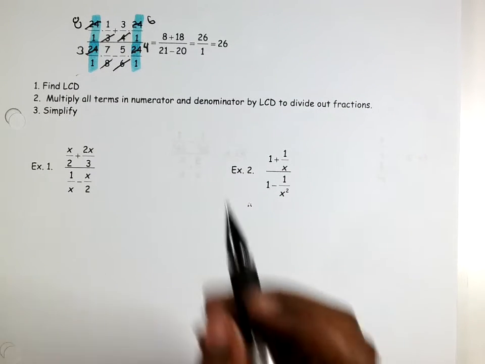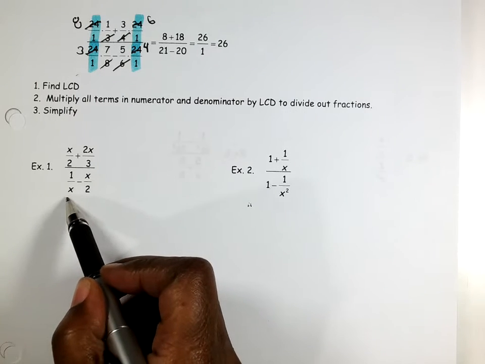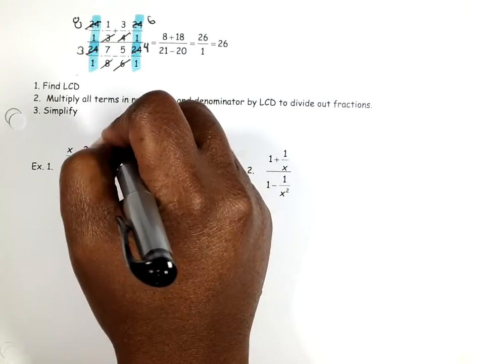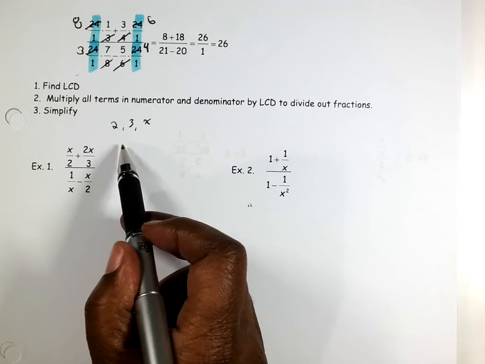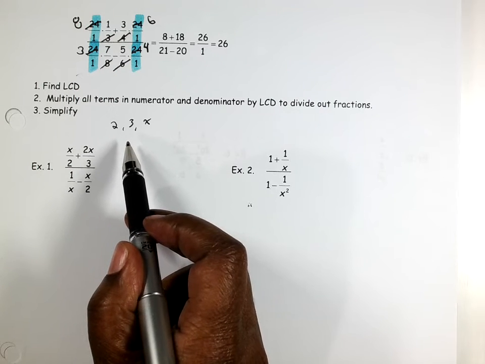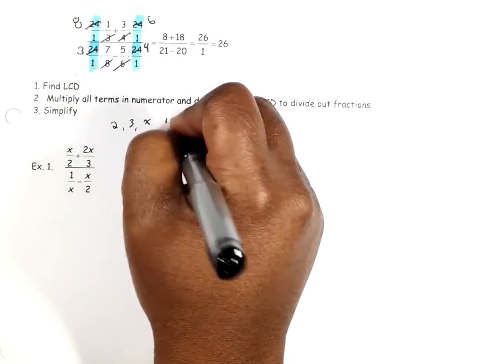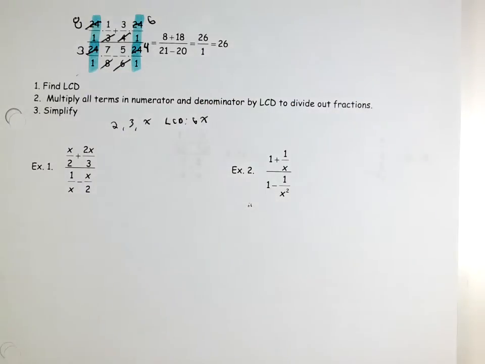So our first example here, we have a 2, a 3, an x, and another 2. So if I look at the 2 and the 3, that I know I need a 6 for. And then we also have an x. So my LCD is going to be 6x. So I'm going to have to multiply every single term by 6x.